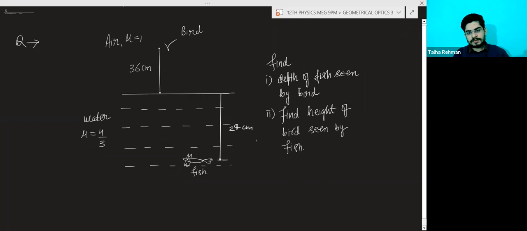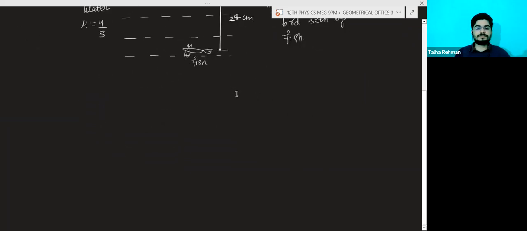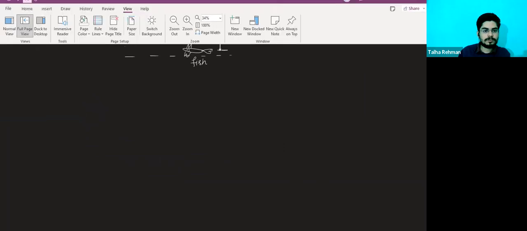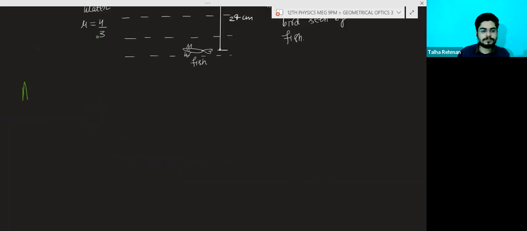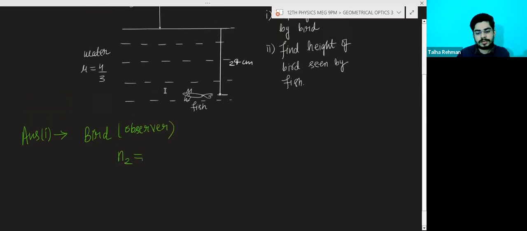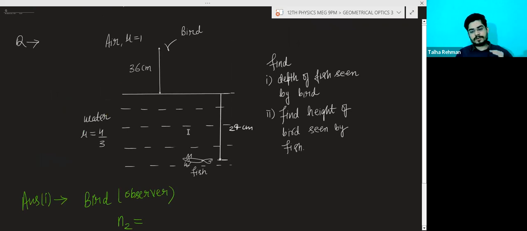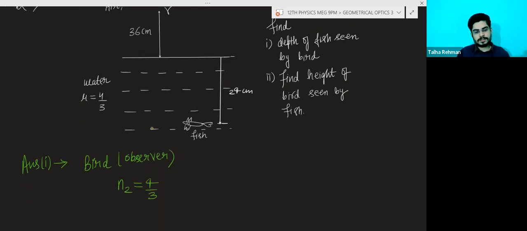So who is the observer here? Bird is the observer. So we have to find the depth of the fish seen by the bird. So N2 here, what will be N2? If the observer is here, the light is going from here to the observer. So N2 will be 4/3 here. And what is N1? N1 is 1.